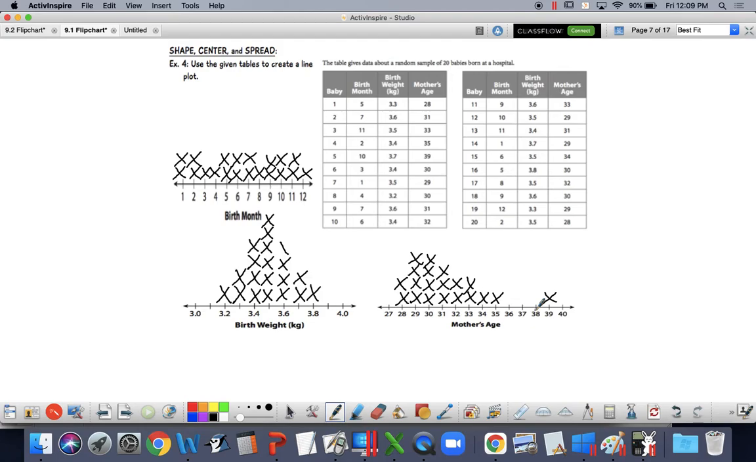All right, once you get done with that, I want this half of the room over here to figure out the birth weight mean, median, and mode. And I want this half of the class to figure out the mother's age mean, median, and mode. That way we can share it and we don't all have to do the same workload.